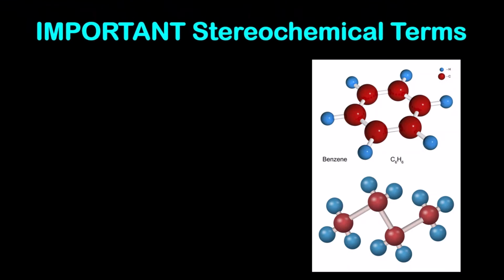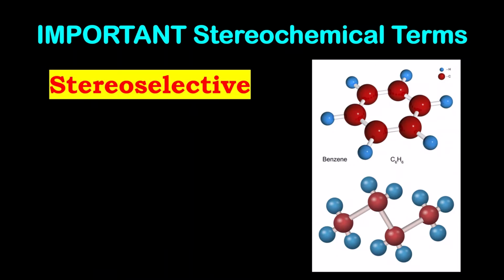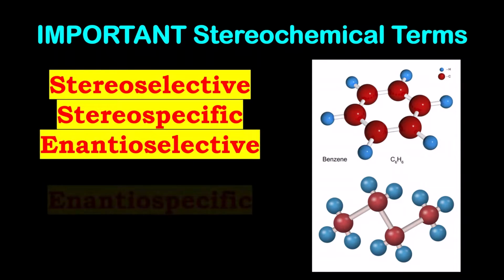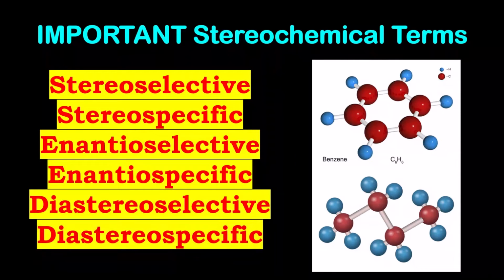So in today's video, we are going to learn and understand some very important stereochemical terms, or we can say some important terminologies that are used in stereochemistry or in reactions. First is stereoselective, stereospecific. What is enantioselective, enantiospecific, diastereoselective and diastereospecific. So let us try to break the words and try to understand the meaning of each term.